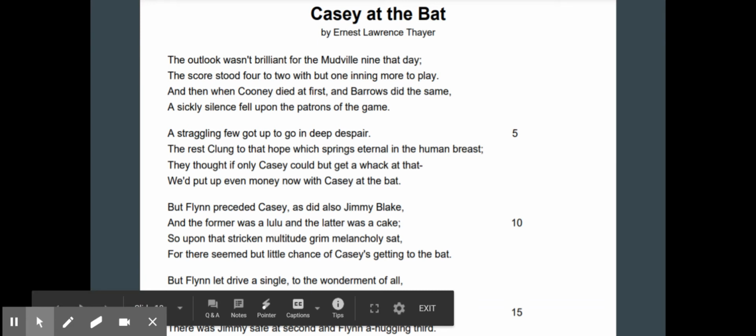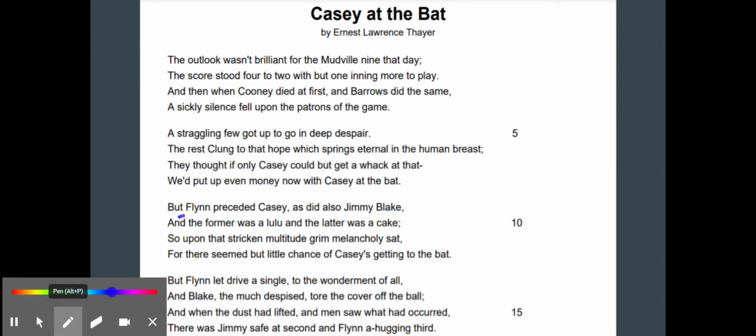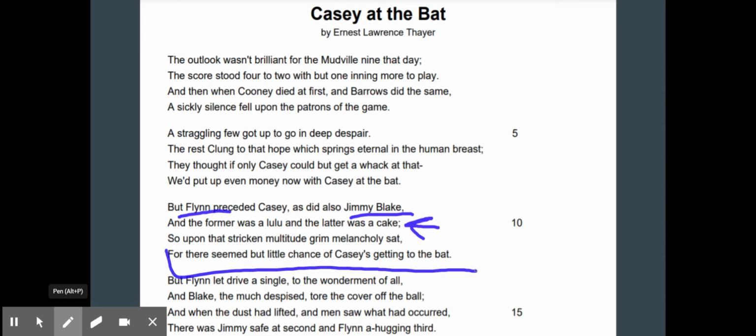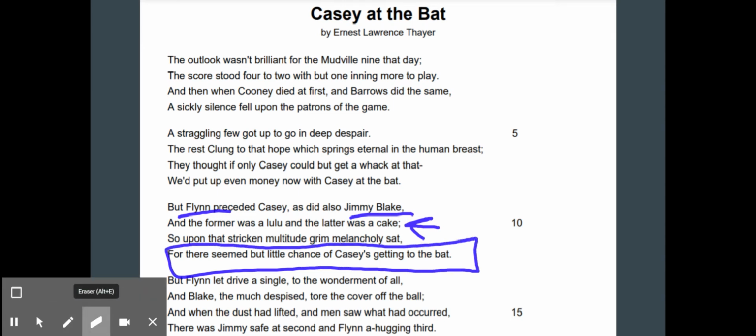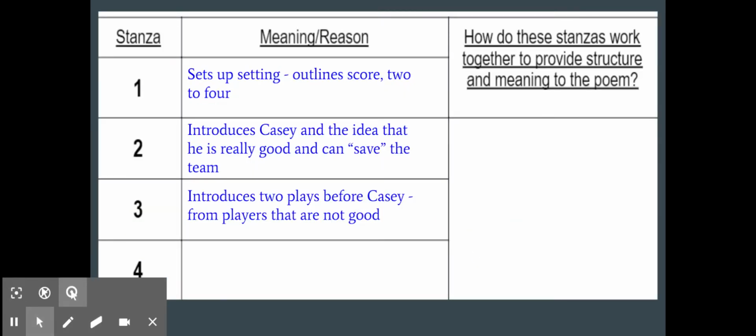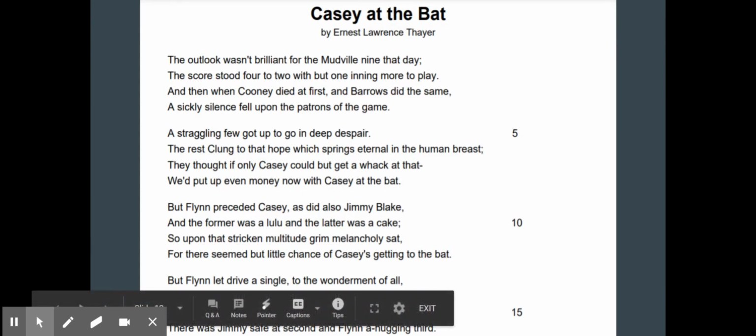All right, looking at 3, it introduces some more characters. Flynn and Jimmy Blake, but it does not talk about them in a nice way. And so they're thinking that there's going to be little chance of Casey getting to bat because they're thinking that these two will strike out. So again, it introduced those two players before Casey, and they also say that they're not very good.